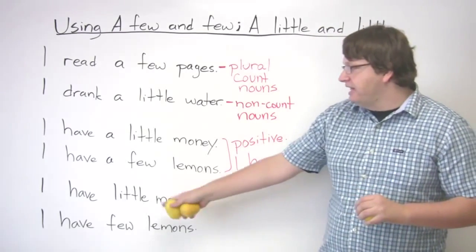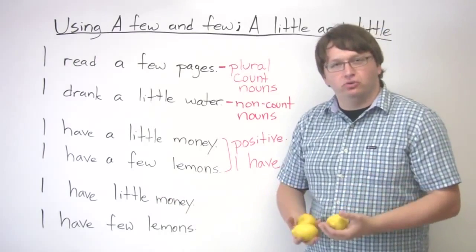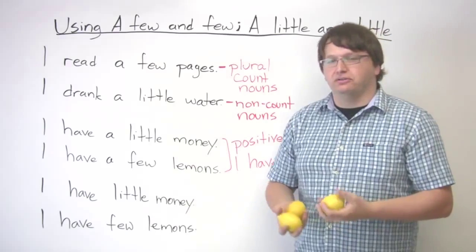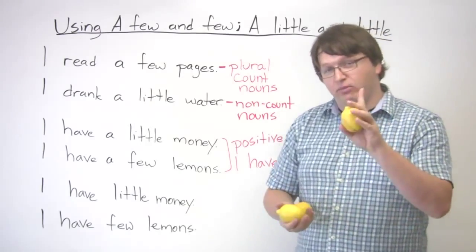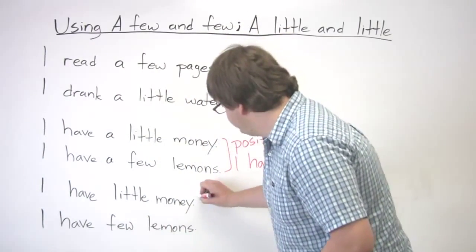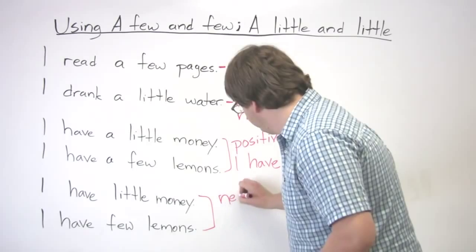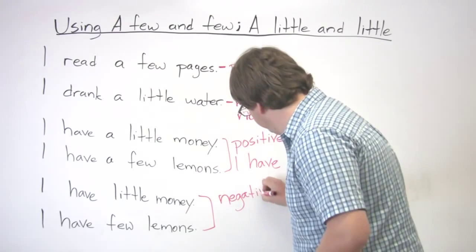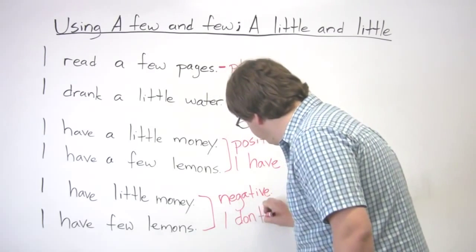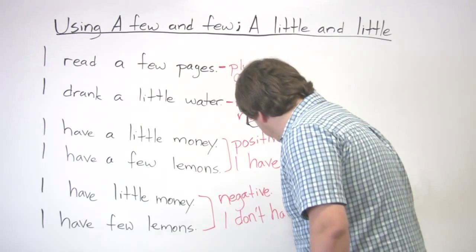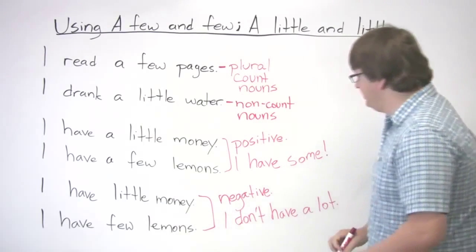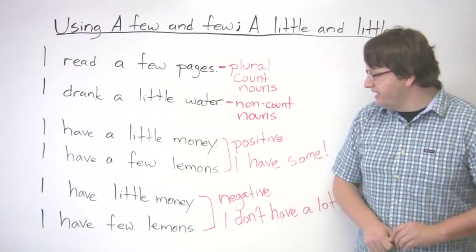So if you say I have little or I have few, it's negative. You're not happy. You wish you had more. You don't have a lot. So give me one moment. So this is negative. And this says that I don't have a lot. I apologize for the writing being a little slanted there.